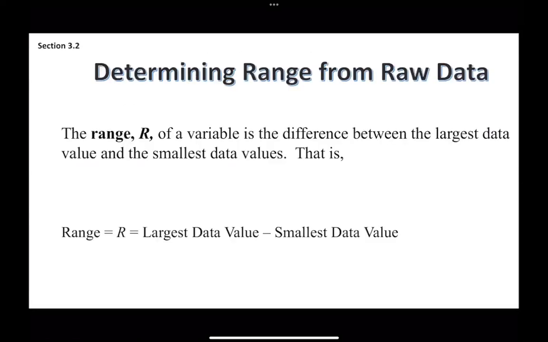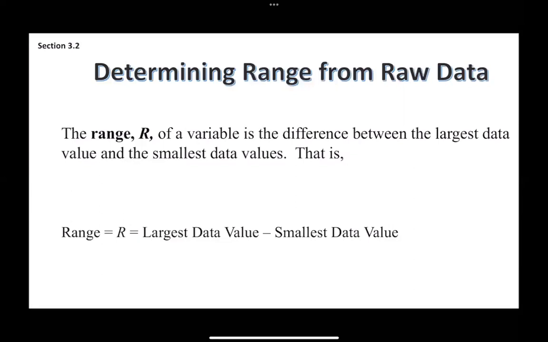Okay. So range is super simple. It's pretty much exactly what it sounds like. It is the range of values. It is the largest data value minus the smallest data value. So it is exactly that simple. It is just the largest minus the smallest. It tells us our range of values, how far the smallest one is from the largest one. There's really nothing else fancy about it.